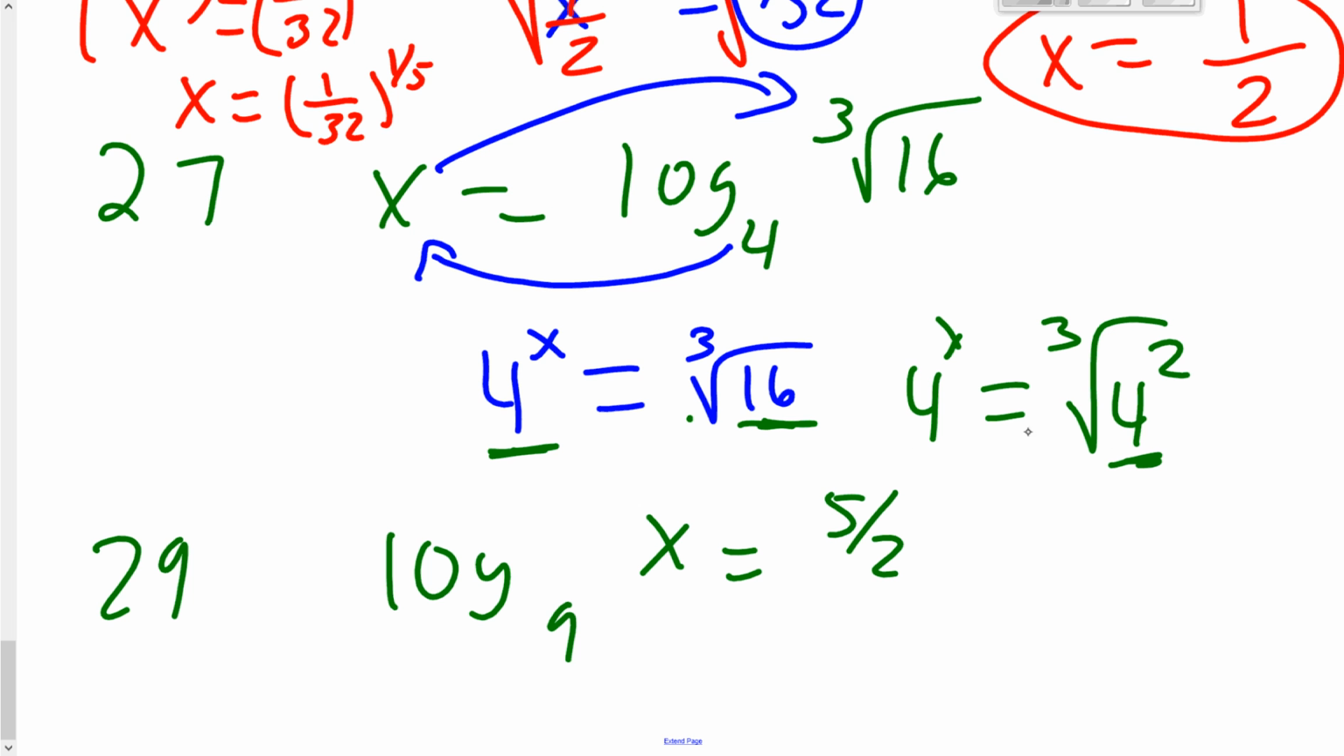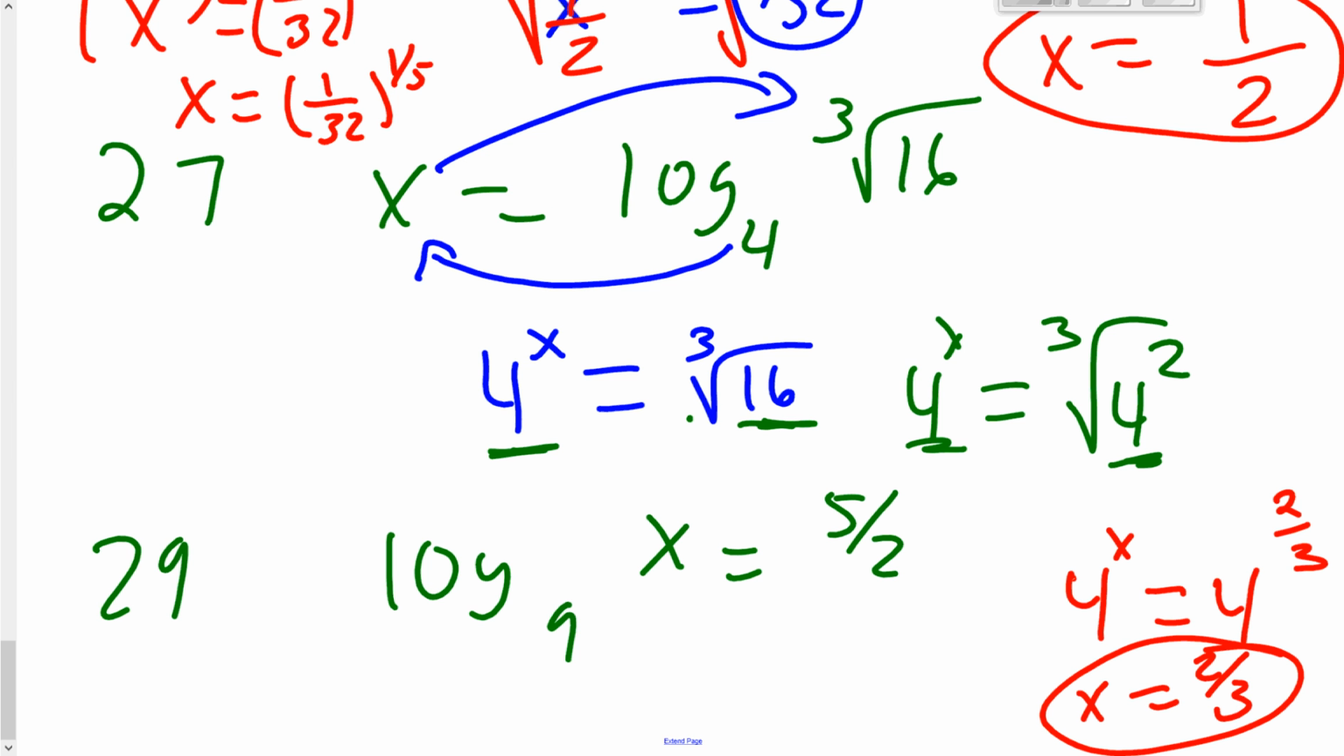Now I have the same base, except for now I have this root. So I need to get rid of that root. I can rewrite this as a fractional exponent, right? The type of root is in the denominator, so 3, and my power is the numerator. So now I have the same base, so I can set my exponents equal to each other, and there's my answer, 2/3. And I can plug it back in and check that. 4 to the 2/3 is the cube root of 4 squared, which is the same thing as 16 cube rooted.